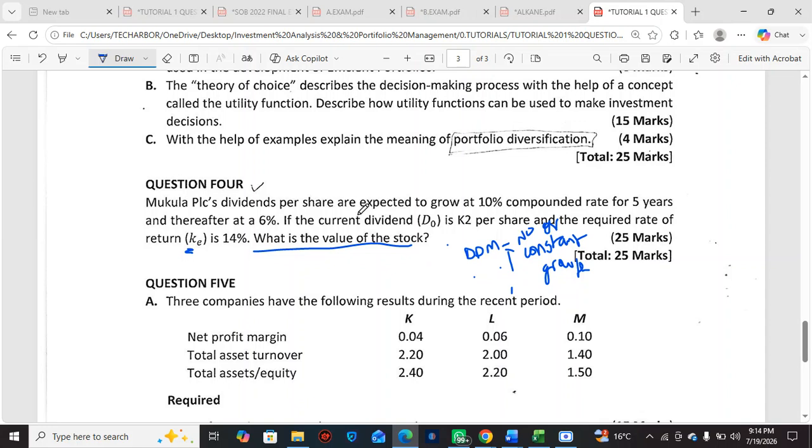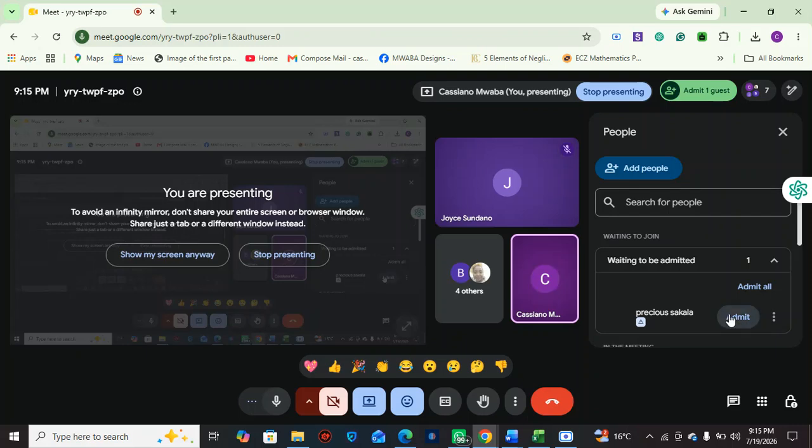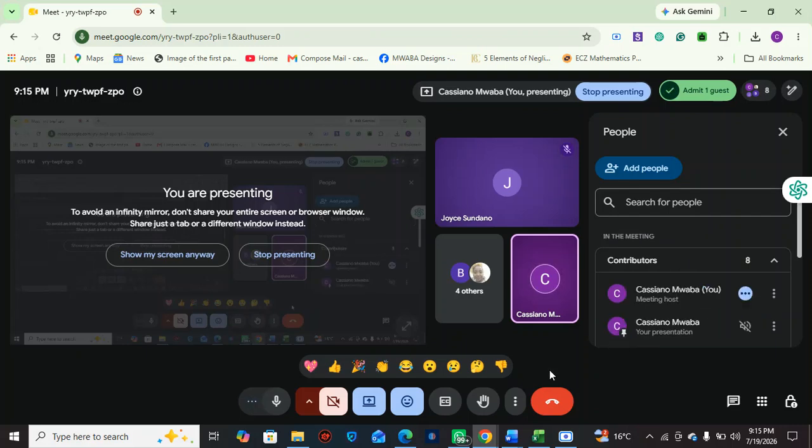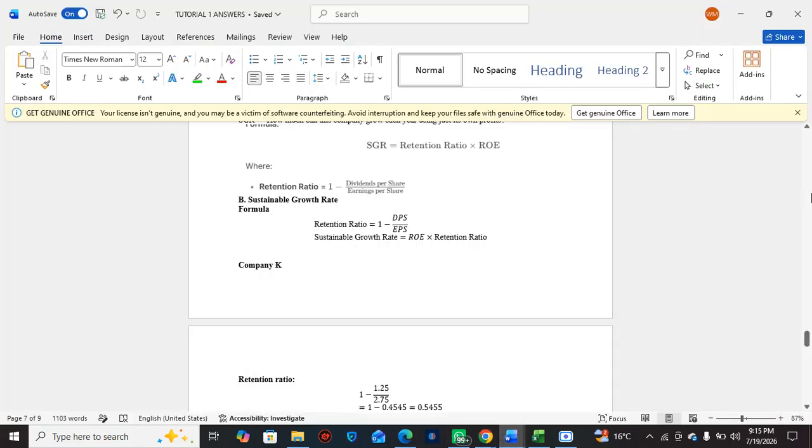So here in this case, since the dividends are growing at 10%, then at 6%, you know you're dealing with multi-stage growth, and the dividend growth rate changes. So these are the steps that you need to remember when you're valuing a stock using the dividend discount model for multi-stage growth.